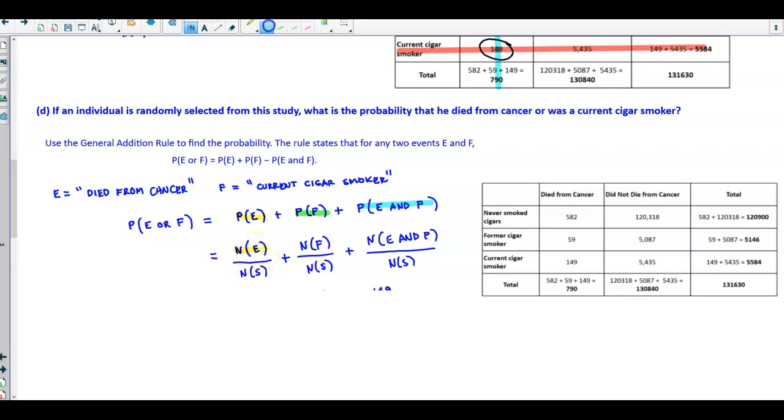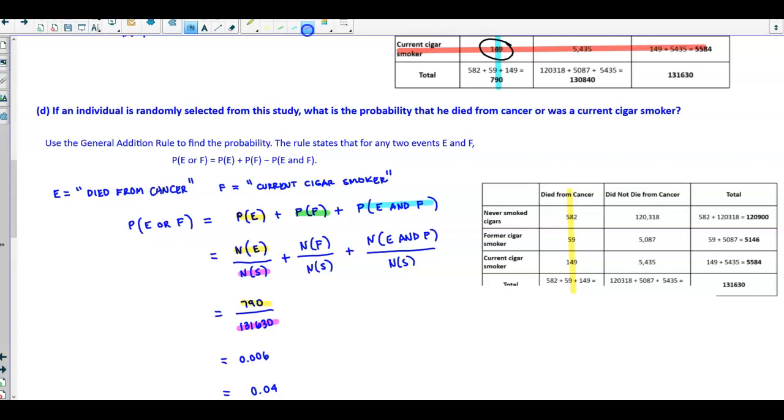Now, to find the probability of E, it's going to be the number of outcomes of event E, meaning the number of outcomes that a person died from cancer, in this case a male, divided by the total in the sample size. So what do we know? How many have died from cancer? Well, everything in here represents how many have died from cancer. So in our first fraction, we have 790 divided by the total.